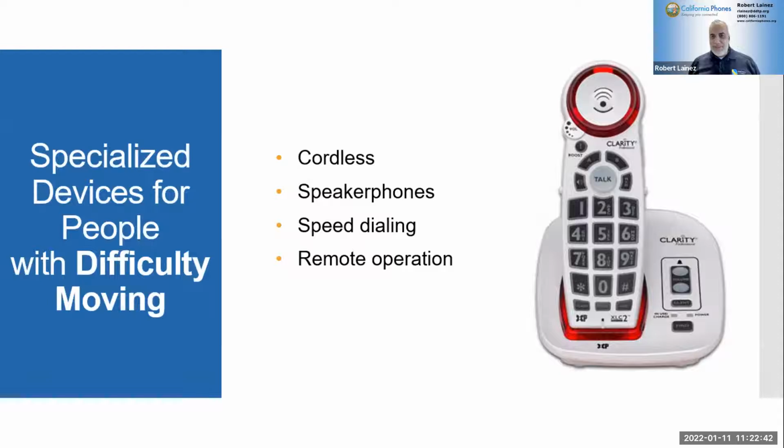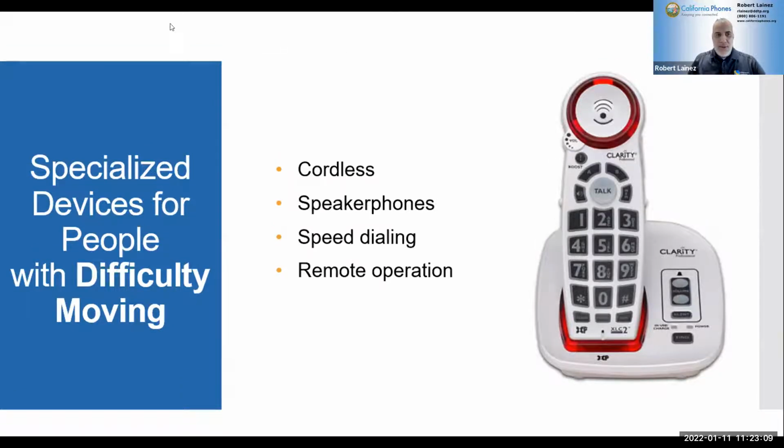For people that have difficulty moving, we have cordless phones that are also amplified. They have speakerphone and speed dialing. We also have some specialized remote operated phones for people that have no mobility whatsoever. This phone does not have a handset. It's just a very large speakerphone. What you do is you use what we call a switch or a trigger, and with that switch, you activate the phone.